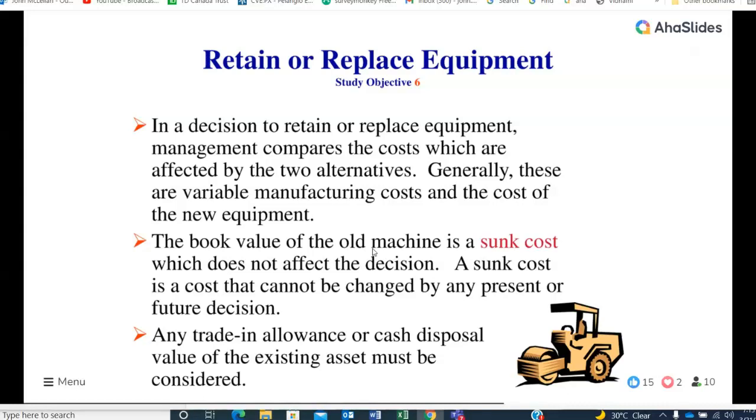So therefore, the book value, which is what you paid for the piece of equipment minus accumulated depreciation, is irrelevant. Why? What you paid for the equipment was in the past, and depreciation is not even a cash flow. So you don't bring in the fact that you already paid $20,000 for this piece of equipment. It's irrelevant. You paid it in the past. Right now, the question is, do I go forward, keep this piece of equipment and go further?